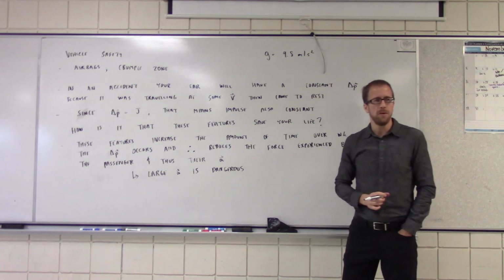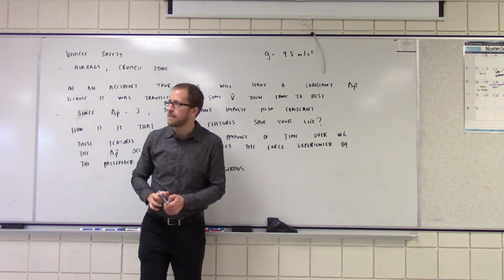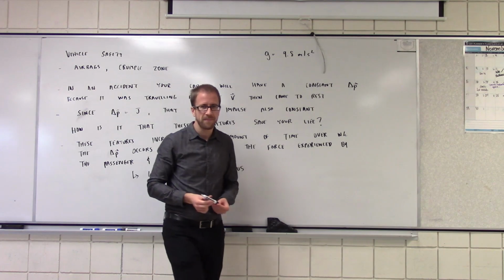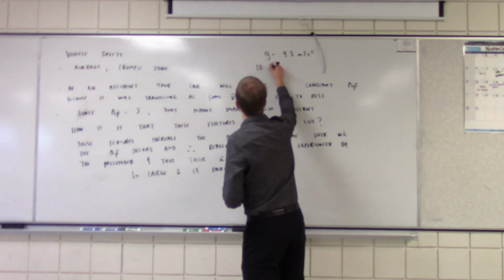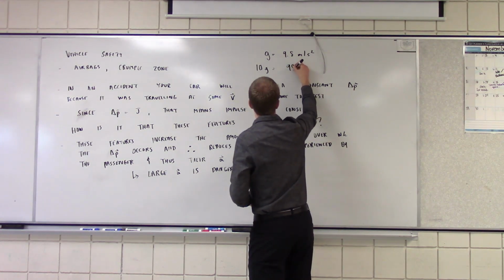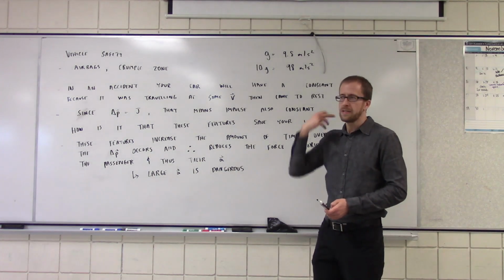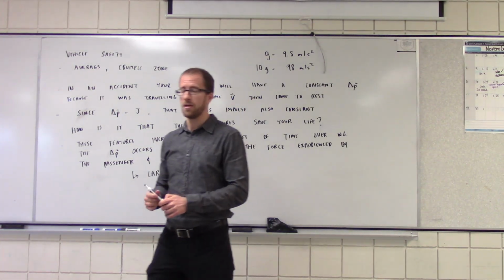So if I say you experienced 10 G's in that accident, what was your acceleration? What would 10 G's be? 98 meters per second squared. Yeah, it'd be 98. So when we're talking G's, we're really talking how much acceleration you experience.